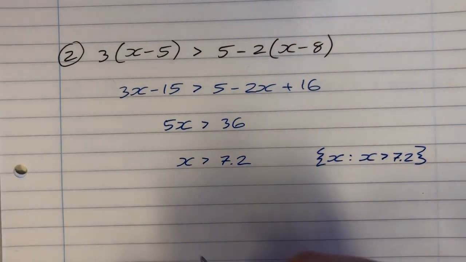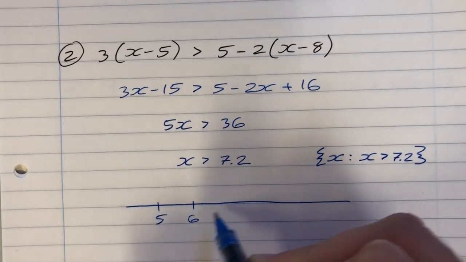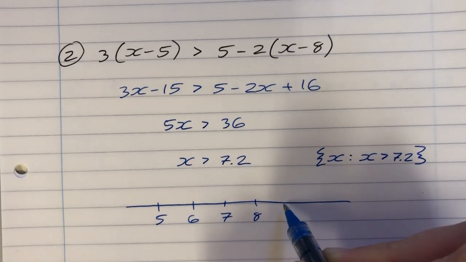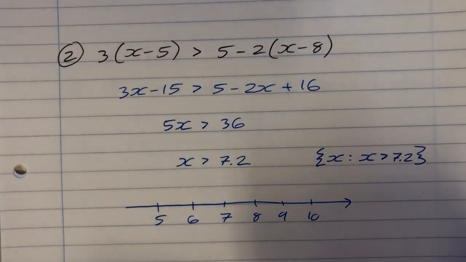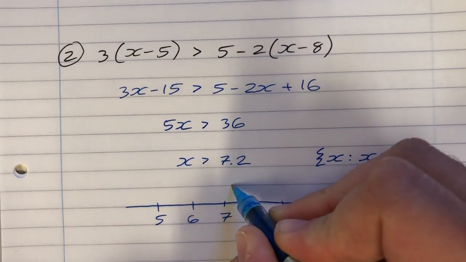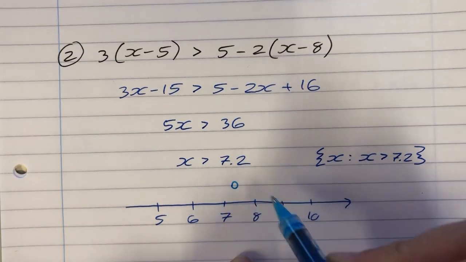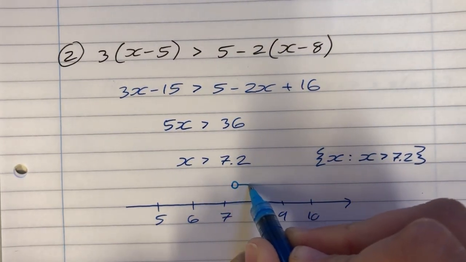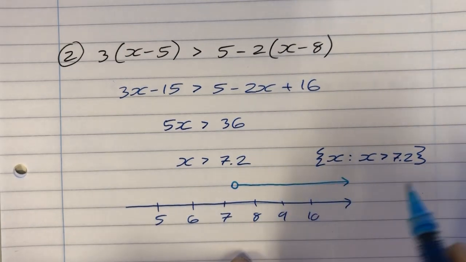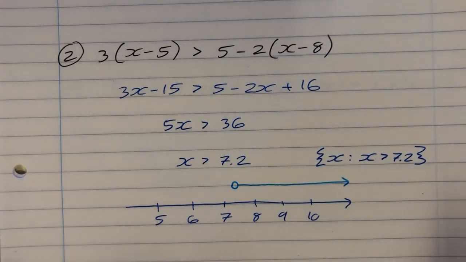And on a number line, let's do 5, 6, 7, 8, 9, 10. And this time I don't want to include 7.2, so what I do to represent that is I would have a hollow circle. Okay, it's a circle that's not filled in, called a hollow circle. It means you don't include the limit, the end of the line, and all the numbers that way. So all of the numbers this side of 7.2 satisfy this inequality. Okay, that's the solutions there.